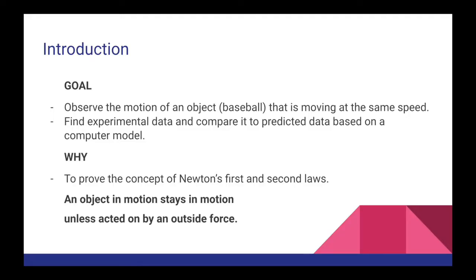The goal of this lab is to observe the motion of an object, in this case a standard baseball, that is moving at the same speed and has no change in direction. With these observations, we will compare the experimental data found using Tracker with the predicted data found using the GlowScript IDE. We are attempting to prove the concept that Newton laid out in his first and second laws, otherwise known as the momentum principle. For the purposes of this lab, the most important part is that an object that is in motion stays in motion unless acted on by an outside force.